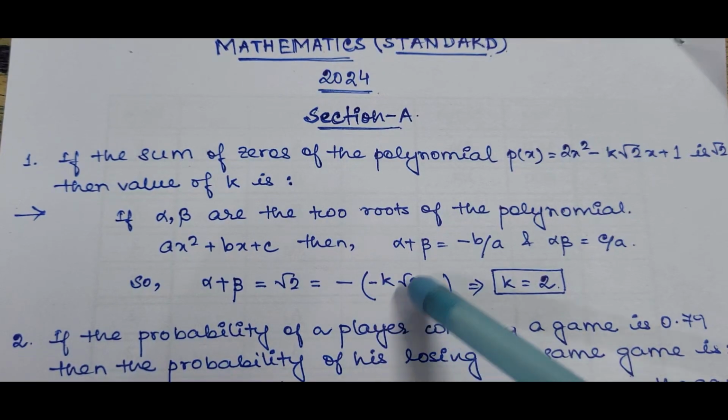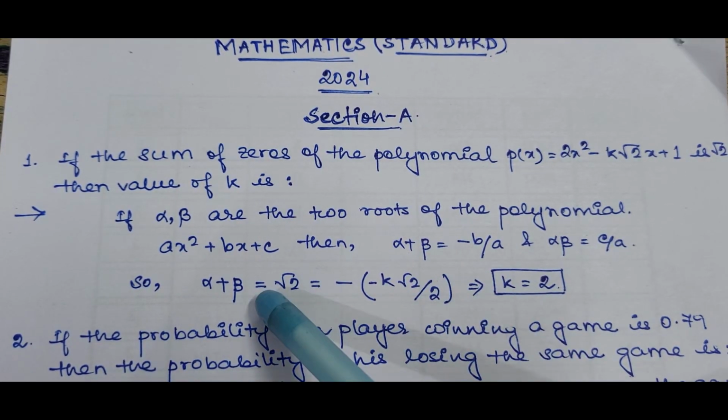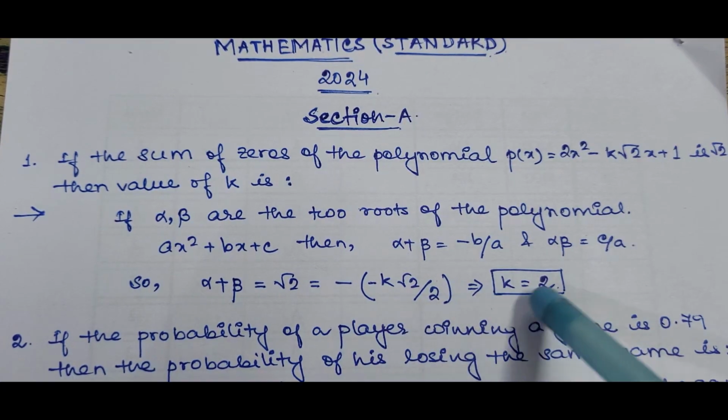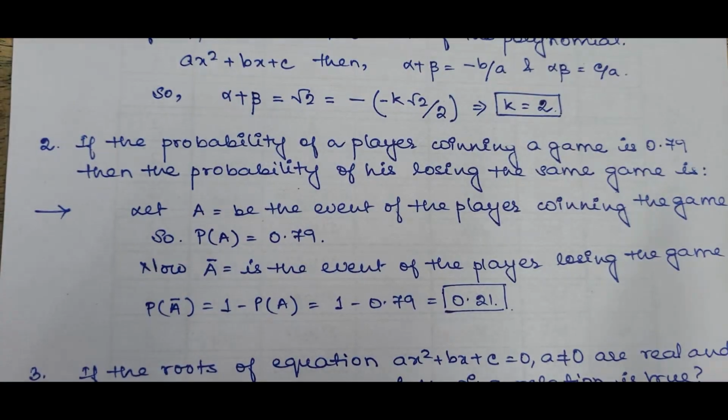So minus of minus k root 2 by 2. This root 2 gets cancelled out. This minus gives us a plus. So k is equal to 2. Moving on to question 2.